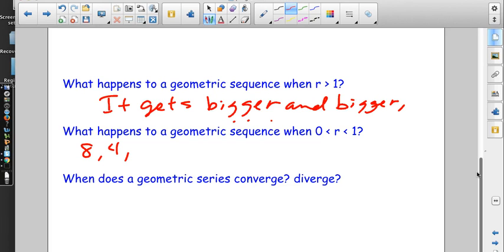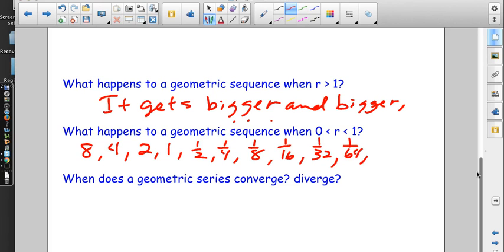How about the next one? The next one, 1. The next one, 1/2. The next one, 1/4. The next one, 1/8. The next one, 1/16. The next one, 1/32. The next one, 1/64. The next one, 1/128.